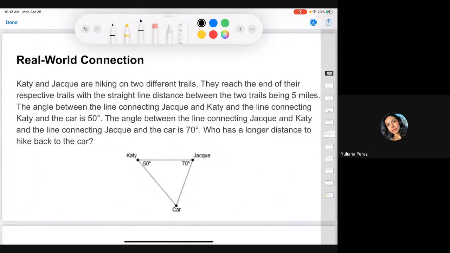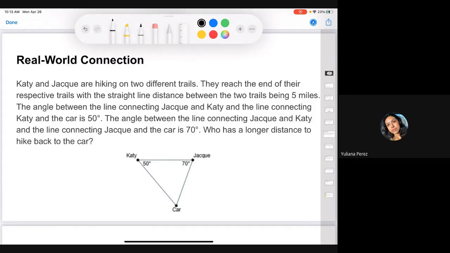Okay, so how does this apply to real world problems? So here we have an example of a real world problem. This one says Katie and Jack are hiking on 2 different trails. They reach the end of their respective trails with the straight line distance between them being 5 miles. The angle between the line connecting Jack and Katie and the line connecting Katie and the car is 50 degrees, and the angle between the line connecting Jack and Katie and the line connecting Jack and the car is 70 degrees. What is the largest distance to hike back to the car?